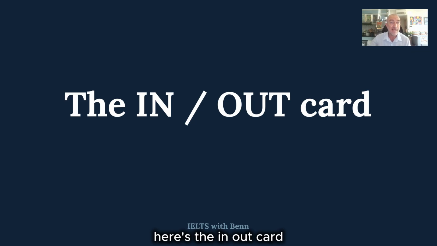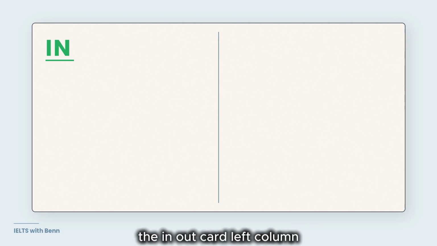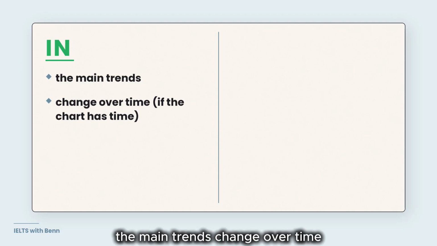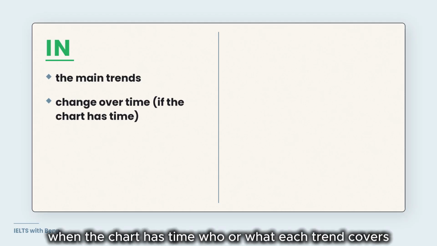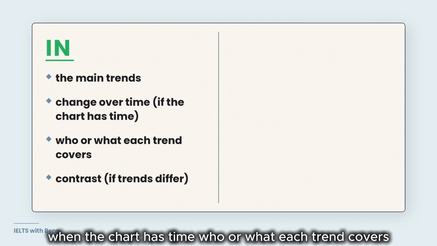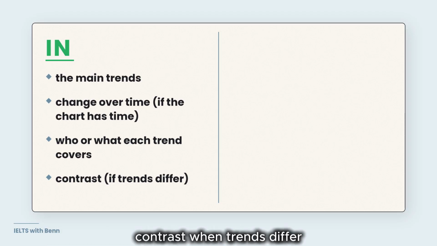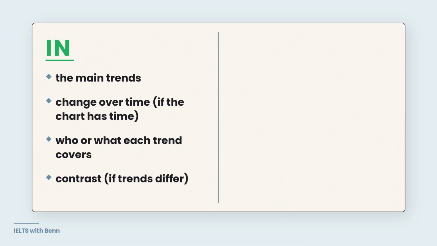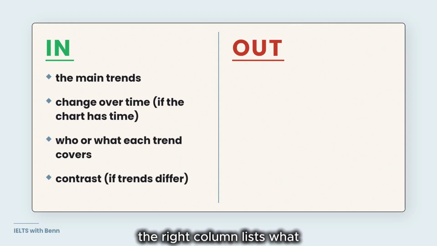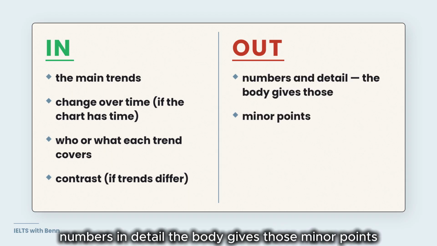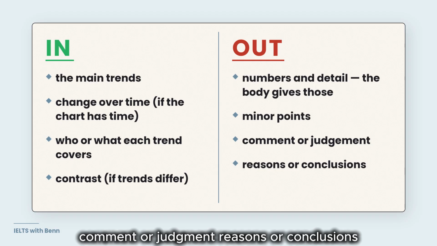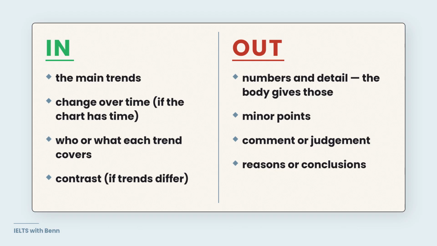Here's the in-out card. The in-out card, left column, what the overview includes. The main trends change over time. When the chart has time, who or what each trend covers. Contrast when trends differ. The right column lists what the overview doesn't include. Numbers and detail, the body gives those. Minor points, comment or judgment, reasons or conclusions.